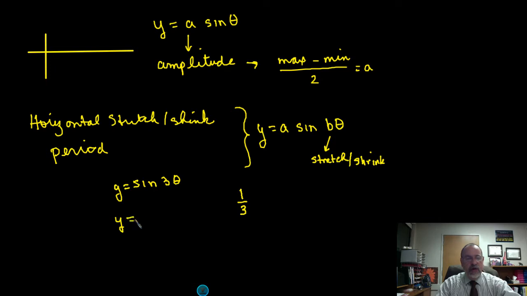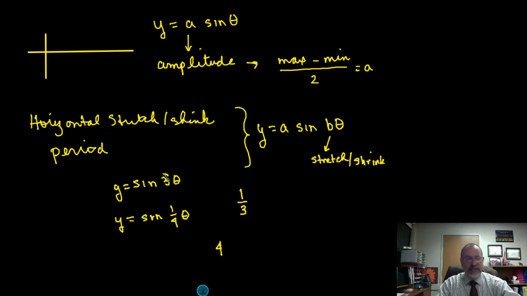If I had y equals sine, let's say, of 1/4 theta, I see 1/4, I take the reciprocal, which is a 4. That number is bigger than 1, so this is a horizontal stretch of 4.